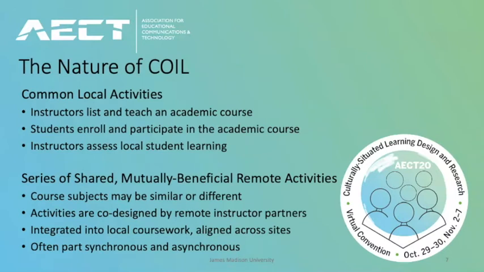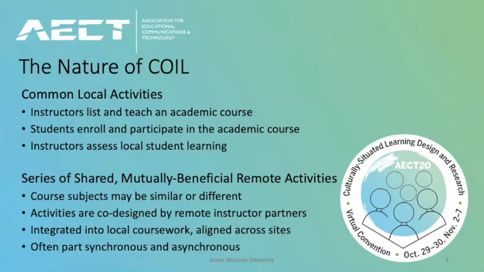So the nature of COIL is that there are local activities and there are shared activities. Locally, instructors list and teach an academic course. They enroll their students and participate in the academic course. The instructors assess local student learning. These three things are what we always do anyway as instructors.